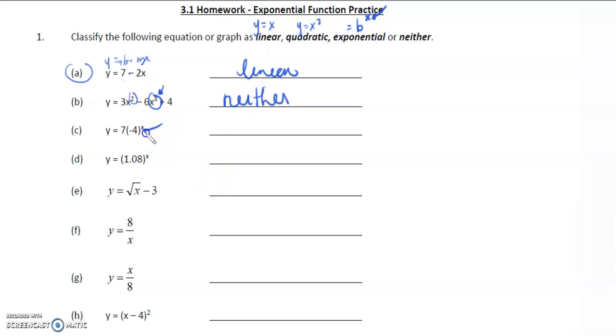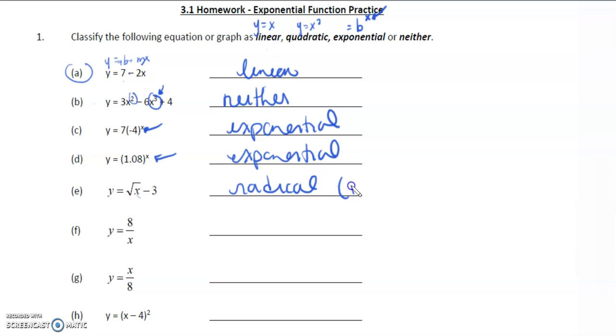Okay, for C, the x is in the exponent, so this is exponential. Again, D, the x is in the exponent, so this is exponential. Okay, this is like a root x function, so we can call this radical. In other words, it's none of the ones listed above, right? This is a 1 over x, so this is a rational function. So again, this is none of the ones listed above.